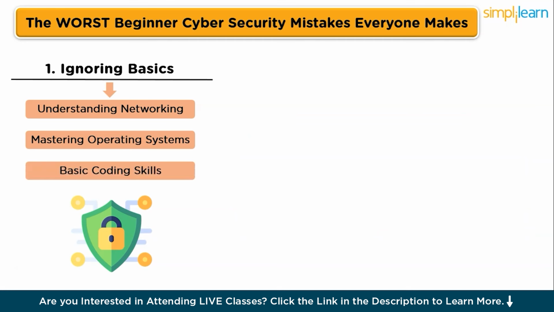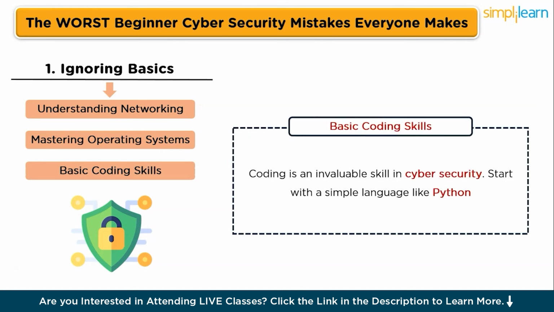Then comes basic coding skills. Coding is an invaluable skill in cybersecurity. You can start with a simple language like Python and learn how to write scripts to automate tasks, analyze data, and understand the logic behind software vulnerabilities. Basic coding skills will help you comprehend how attacks are carried out and how to develop countermeasures. Taking the time to master these basics will make advanced topics much easier to understand and will set a solid foundation for your career in cybersecurity. Remember, it's a journey, and starting with the basics will ensure you build strong, lasting knowledge.